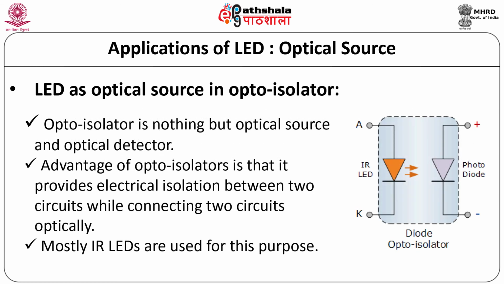Another useful application of LED as optical source is in optocoupler or optoisolator. Optoisolator is nothing but optical source and optical detector combination. Advantage of optoisolators is that it provides electrical isolation between two circuits while connecting two circuits optically. Most of the time, we will find the applications of optoisolators where IR LED and IR detector pairs are used.